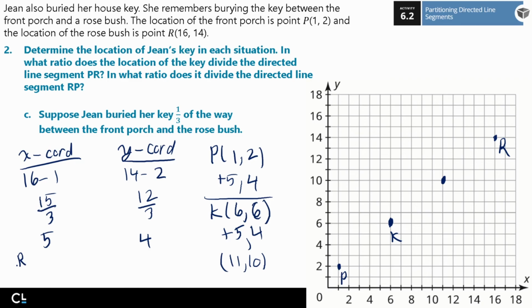So once again, let's write our ratios. PR would be our first one, and that's going to be a 1 to 2 ratio. And then if we go the other way, RP, it's going to be a 2 to 1 ratio. And there we go. We are dividing line segments.